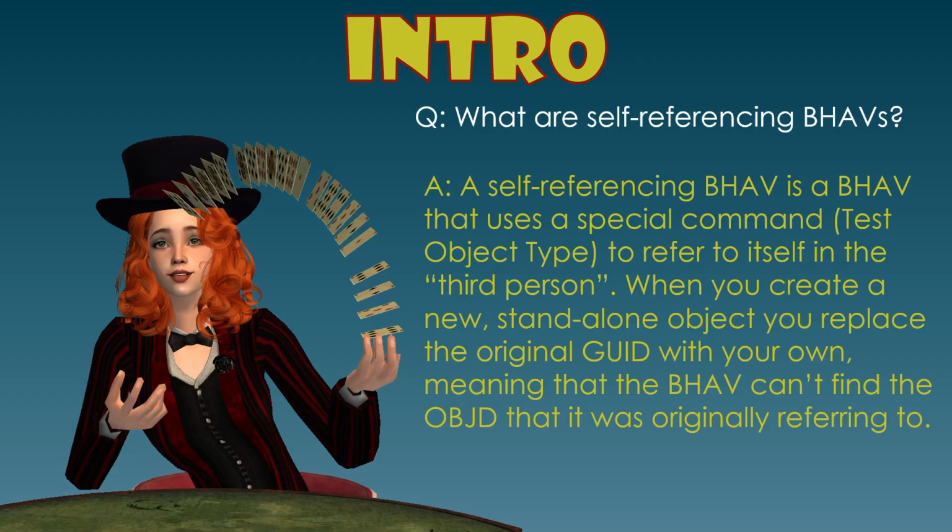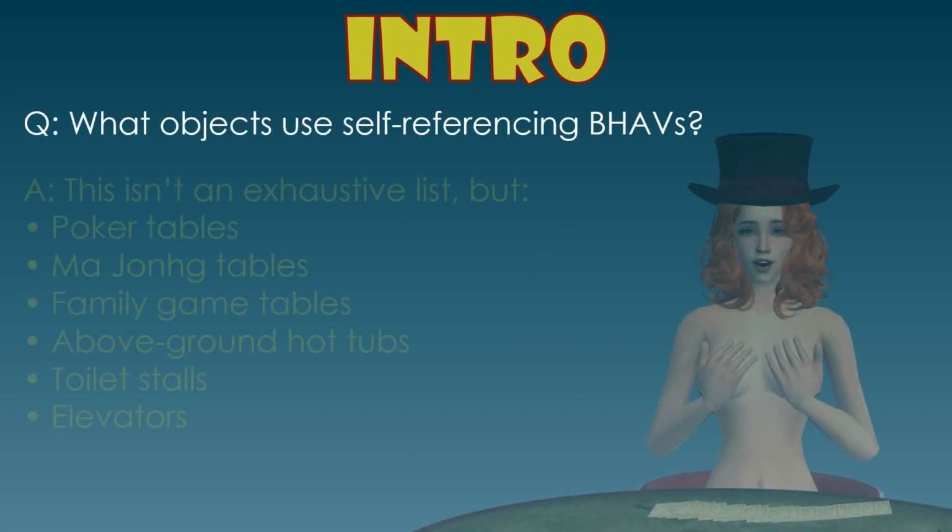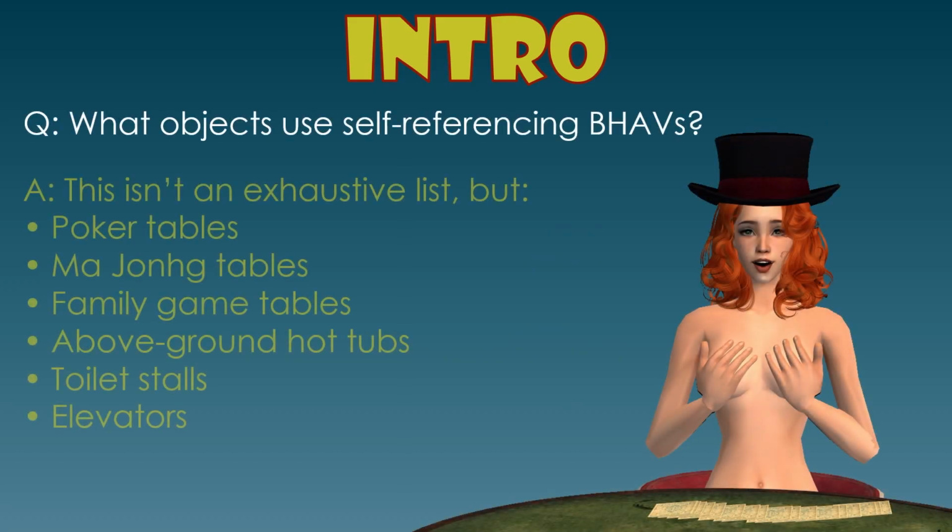The command line test object type is looking for a specific tile. And what objects use self-referencing behaves? This list isn't exhaustive, but poker tables, mahjong tables, family game tables, above ground hot tubs, toilet stalls, and elevators.